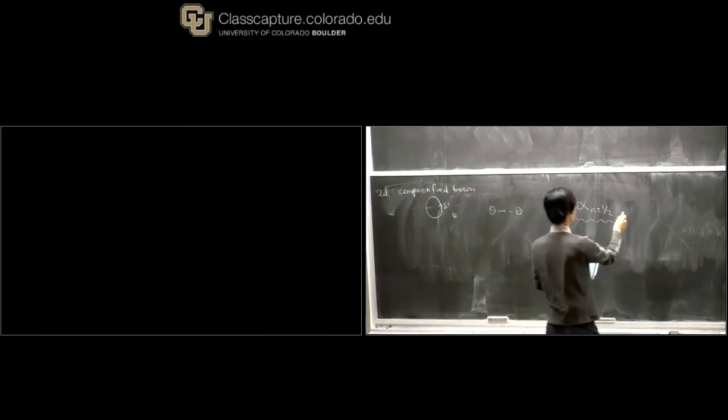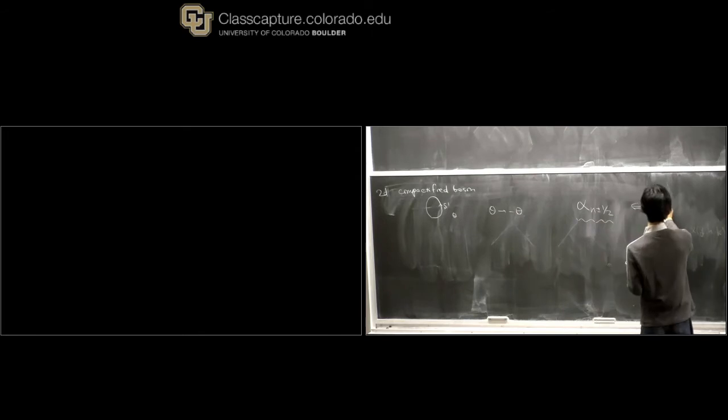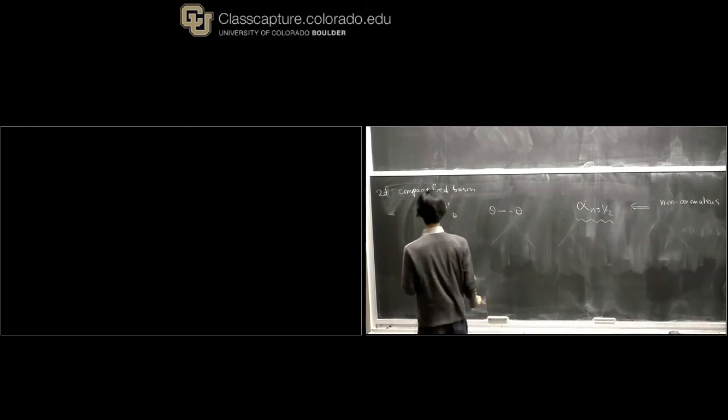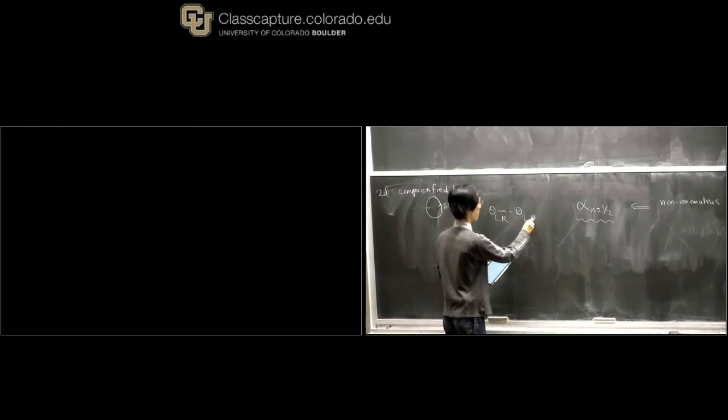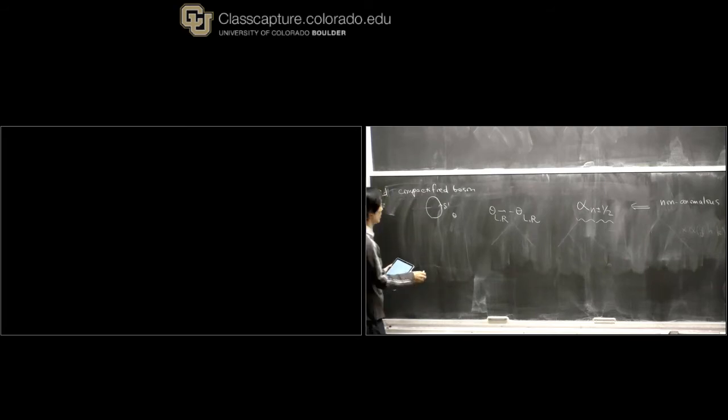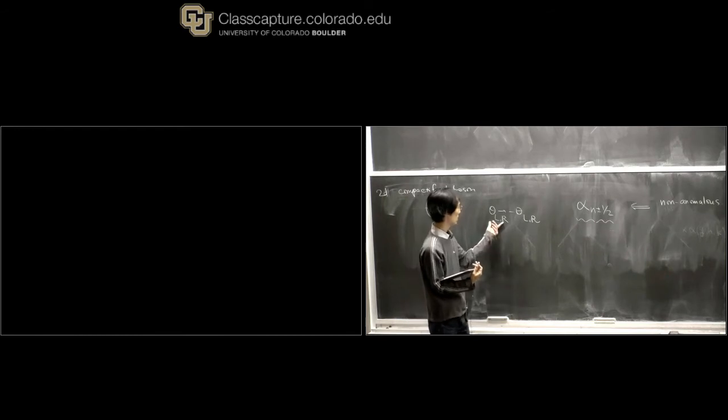So this case is non-anomalous. So what would be an example of an anomalous Z2? We know that we can perform the T-duality on this compactified boson, right? And that corresponds to just flipping one out of the left movers and the right movers.